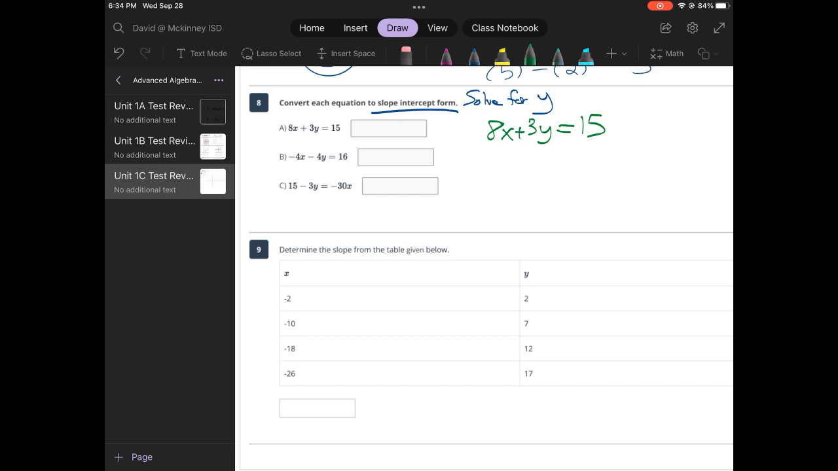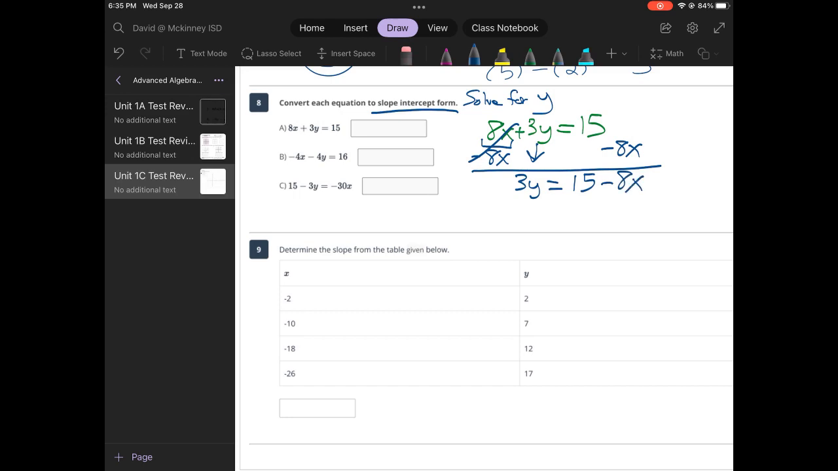So I start with 8x plus 3y is equal to 15. In order to get this into a y equals form, to solve for y, I first have to move the x term. If the x term's positive, I do that by subtracting 8x from both sides. So when I do that, that cancels. I bring down 3y. 3y is equal to 15 minus 8x.